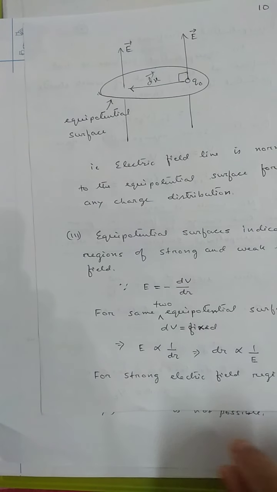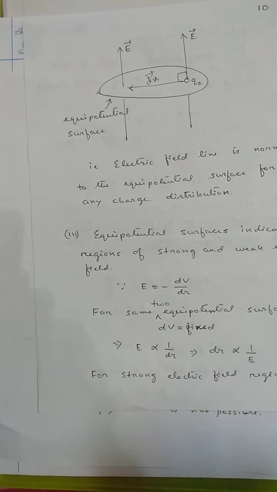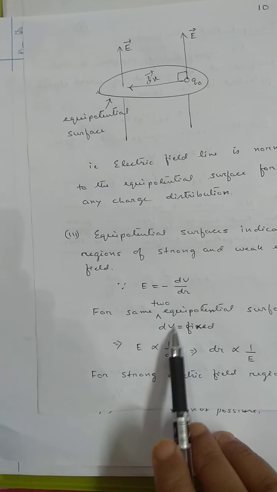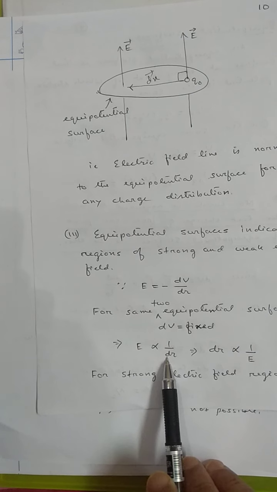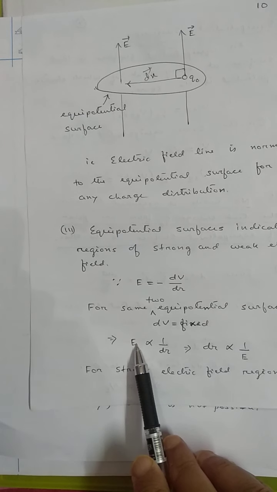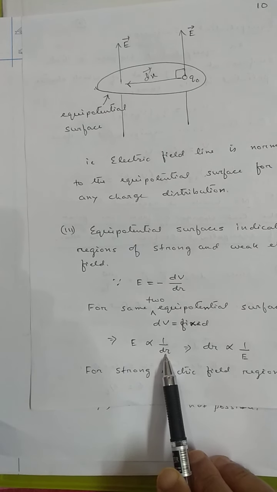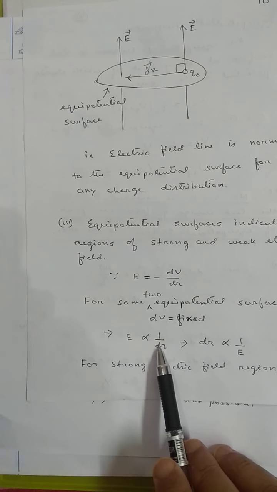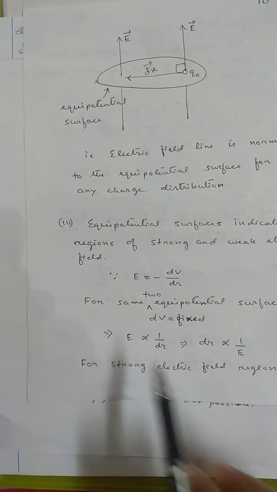Property number 3. For the same difference of potential, if the field is strong, the distance of separation between the two equipotential surfaces is less. Or if the field is weak, the distance between the two equipotential surfaces is large. Because we found that for same potential difference dV, E is inversely proportional to dr. That means if the distance of separation between two equipotential surfaces is large, electric field is weak. Or if the distance of separation between two equipotential surfaces is less, then electric field is strong.